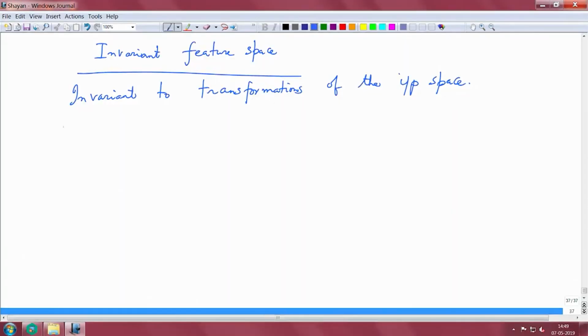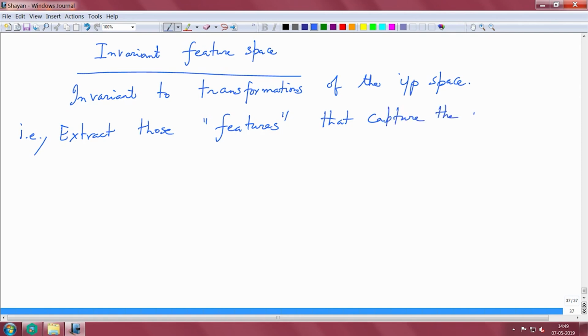So, what do we want here? We want to extract those features that capture the information content of an input data set, right.